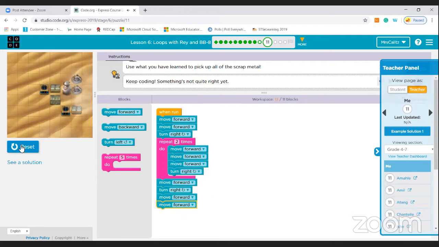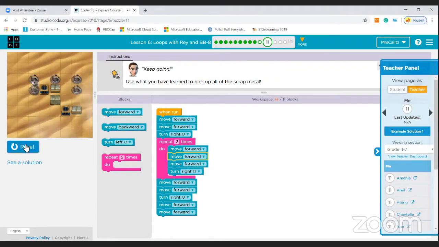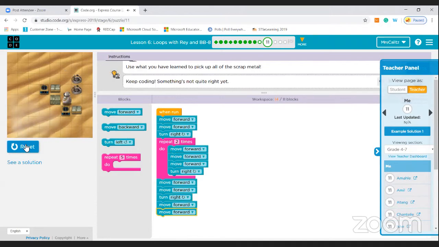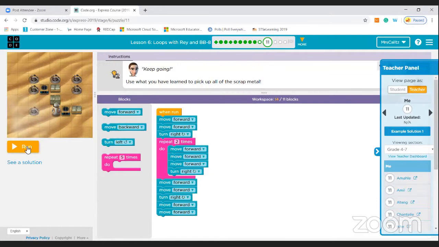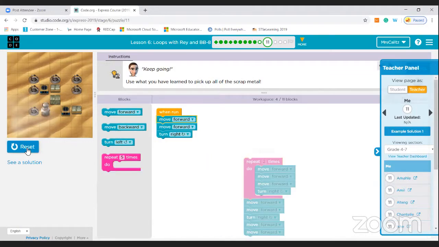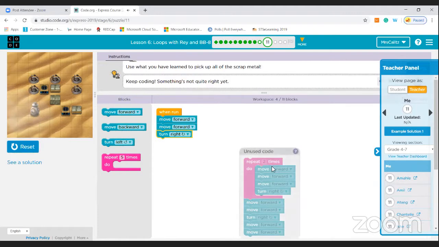Oh, you're supposed to have 4 move forwards. That's why. Okay, let's add another move forward here. Now we still have too many blocks, but let's try. Where must I put that? Can we reset it? Yeah, let's reset it. And then I think you should move forward twice and then you turn right. And then the loop, you should put it in for the move forward.